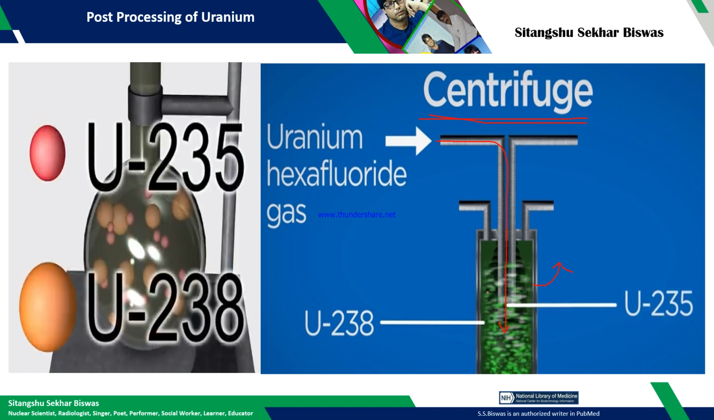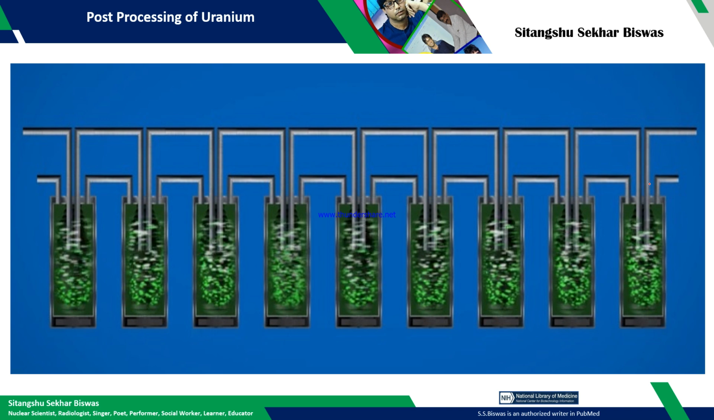So in this case, through this port you can take out the uranium 238 hexafluoride, and through this port you can take uranium 235 hexafluoride. Okay, so this is done in uranium processing or enrichment. This is done in several cascaded stages. So maybe hundreds, even thousands of centrifuges will be used to separate out the mixture.